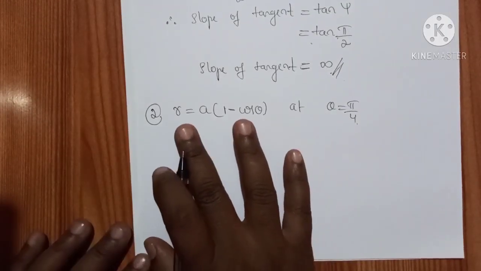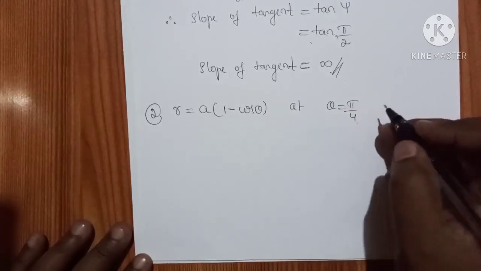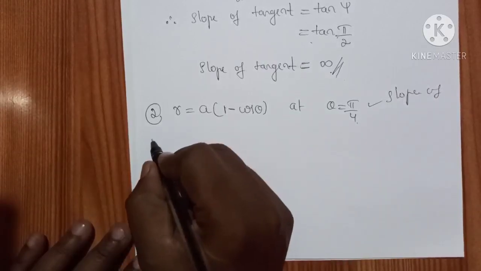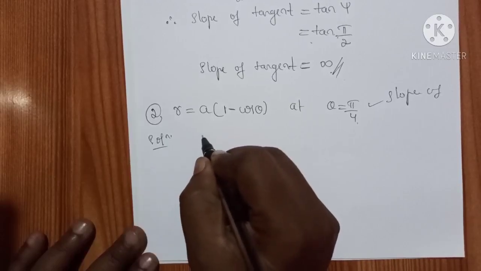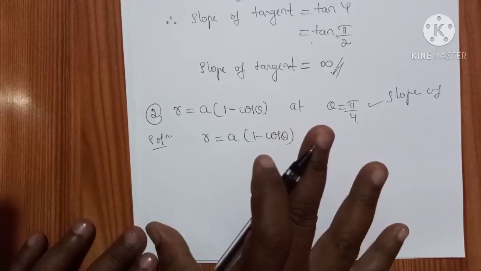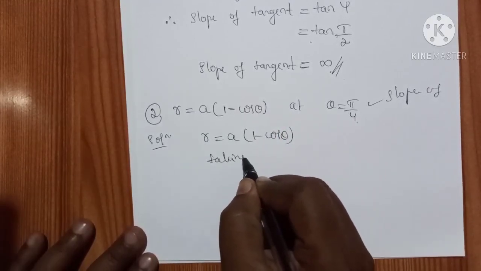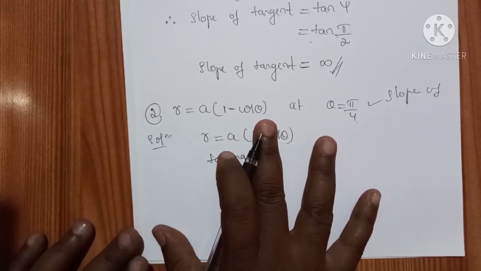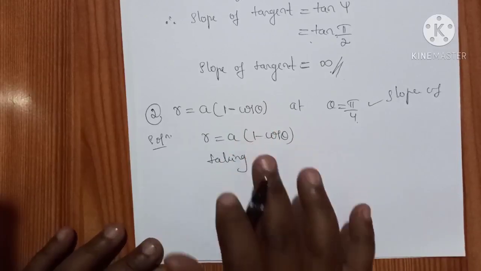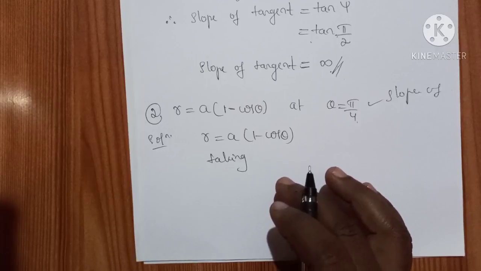Next question. R equals a into 1 minus cos theta at theta equals pi by 4. Here also same, find the slope of the tangent. Right? Solution. Given curve is r equals a into 1 minus cos theta. So here I use the log method, that is taking log on both sides. So remember that you can use any method, either the log method or you can directly differentiate. You will get the same answer, but only the steps will be different.